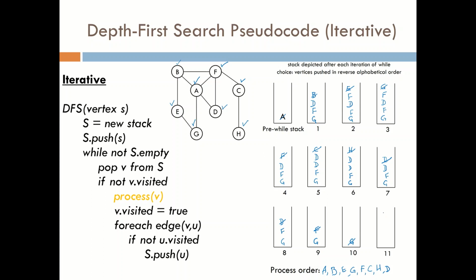And at this point, we just popped G off, so we still have to go through the code. We enter the loop, we pop G, but G has been visited, so not visited is false, so we don't enter this if statement. And at this point, the iteration terminates when we go back to the top of the loop, and the stack is empty as shown in number 11, and thus we have performed depth first search on this graph.